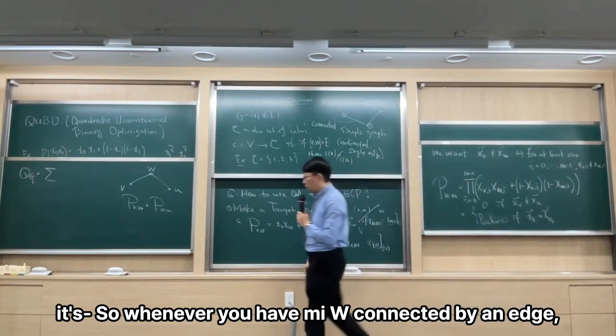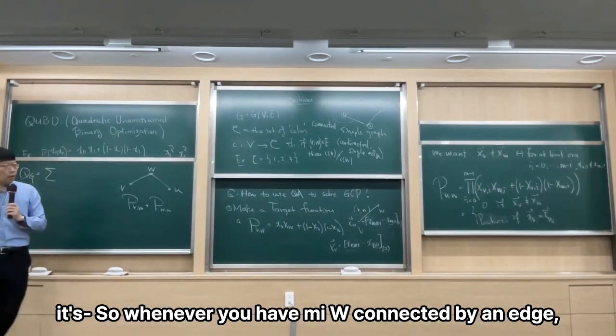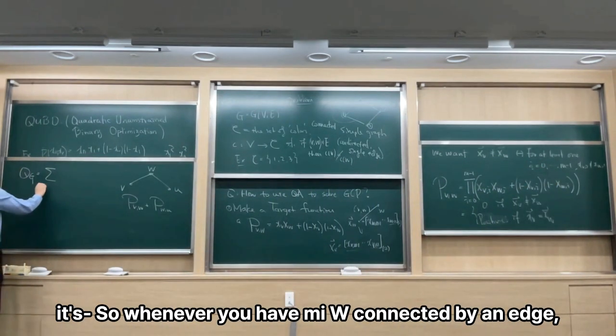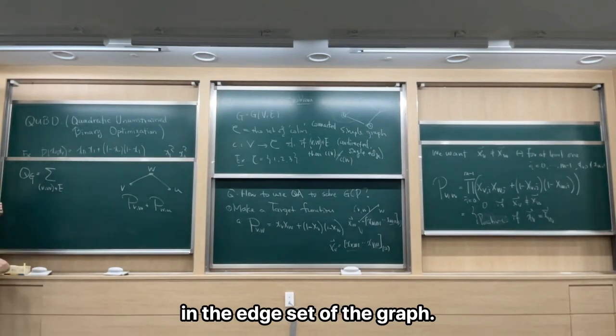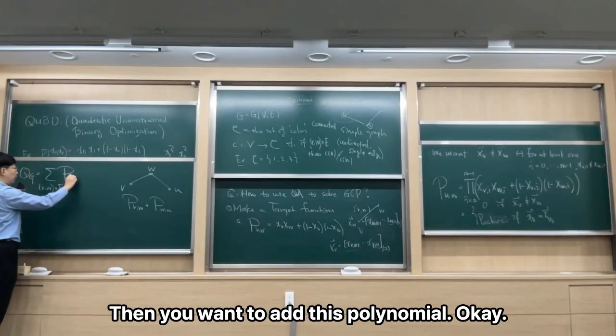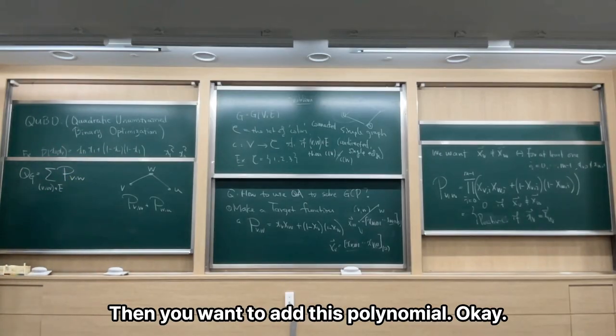Let's make this correct. So whenever you have V and W connected by an edge, which means that this pair lies in the edge set of the graph, then you want to add this polynomial.